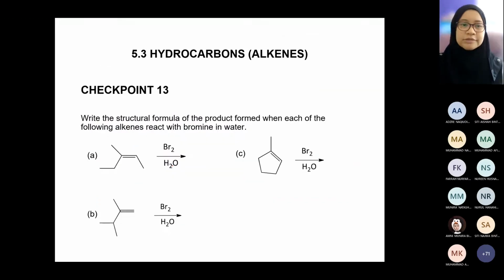Okay, check point 13. Write the structural formula of the product formed when each of the following alkenes react with bromine in water. Okay, so for bromine in water, you have to remember that Br and OH will be added into alkenes. So identify the double bond. Okay, so these two carbons have a double bond. And then identify the less substituted and more substituted carbon.